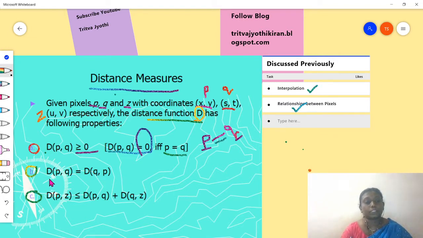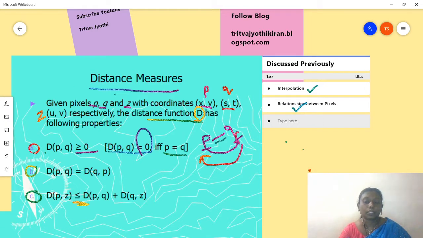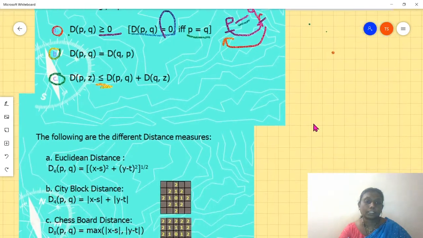And the second property of the distance function is that the distance of p, q is equal to the distance of q, p. It means the distance from P to Q is the same distance we have from Q to P. And the next property: the distance of P, Z is less than or equal to the distance of P, Q plus the distance of Q, Z. This is the distance measured between 3 pixels. These are the properties of the distance function.